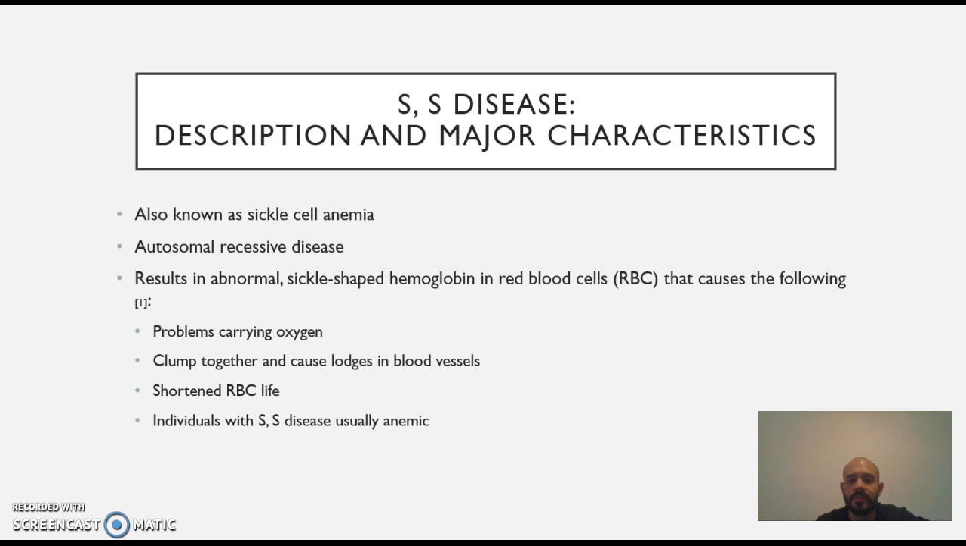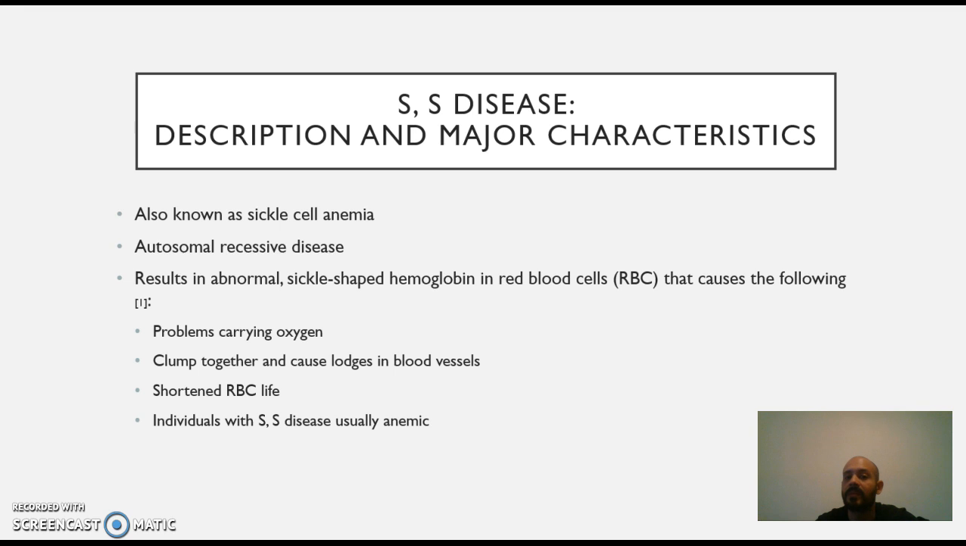The mutated gene is located on the 11th chromosome, and it's the HBB gene, and when it is mutated, it causes abnormal destruction of the hemoglobin molecule. Red blood cells with mutated hemoglobin are stiff and sticky, and when they release O2, they form a sickle or crescent shape, hence the name sickle cell.